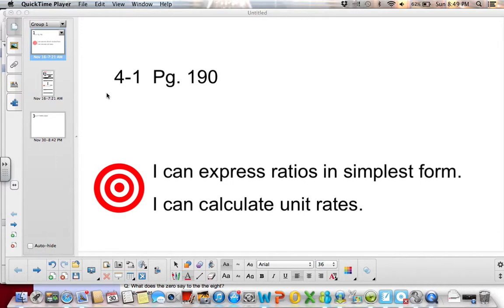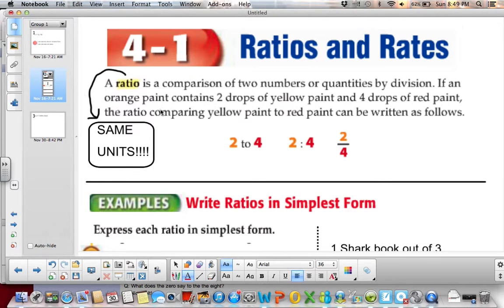We are on lesson 4.1 on page 190 in your textbook, which is expressing ratios in simplest form and calculating unit rates. So what is a ratio? A ratio is a comparison of two numbers or quantities by division. A ratio is comparing two numbers that have the same units.